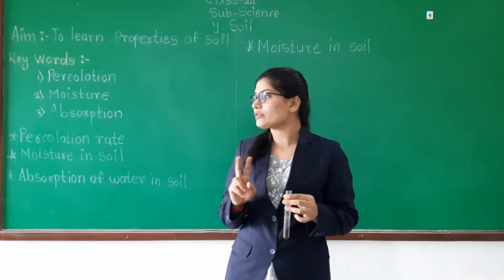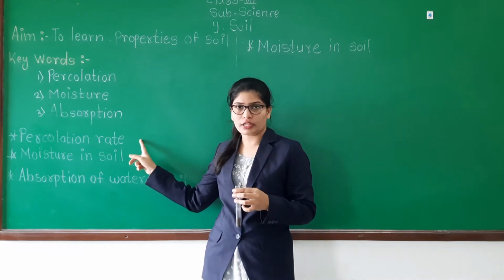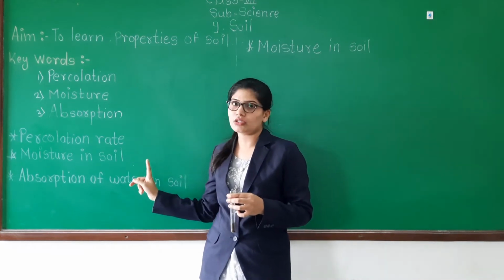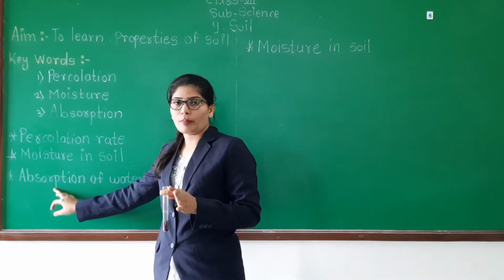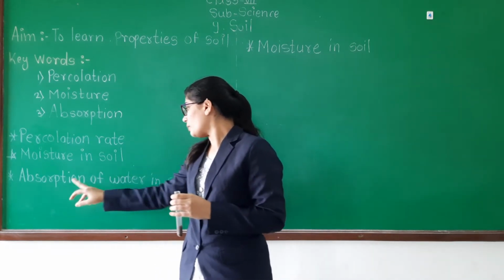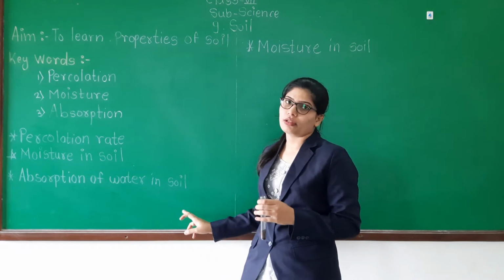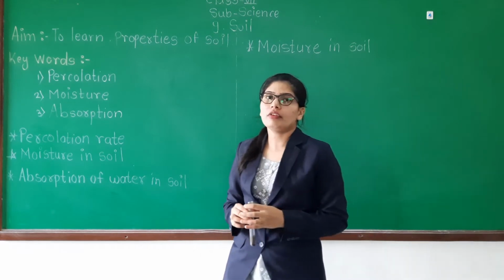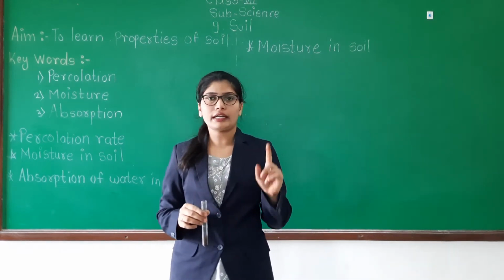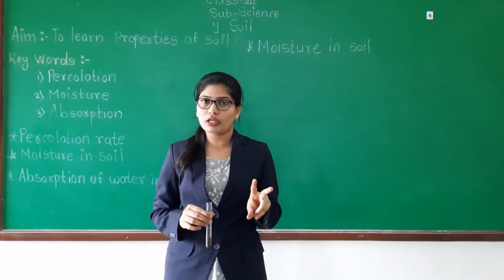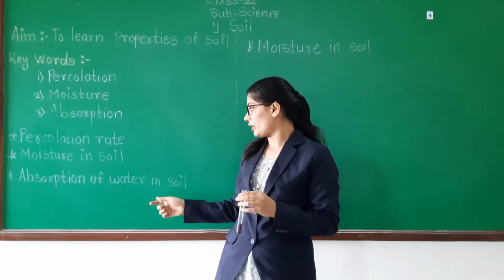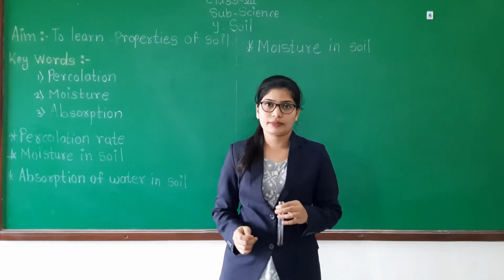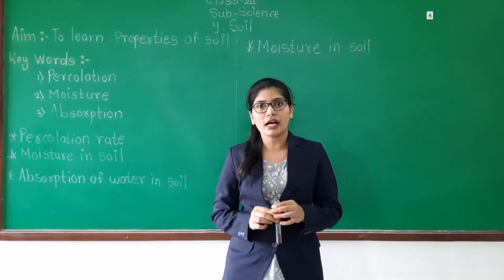Okay, two properties we have learned, that is percolation rate and moisture in soil. Now we will see the last property of soil, that is absorption of water in soil. Here also we will take two types of soil, clay soil and sandy soil, and then we will compare the absorption rate of the soils. Okay, so let's start our activity.